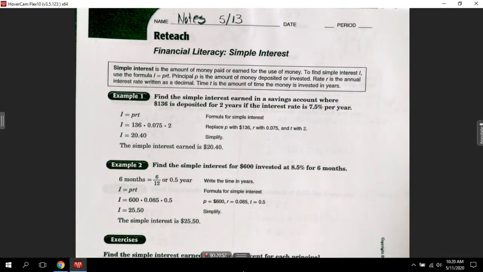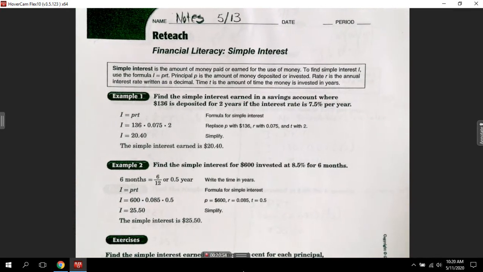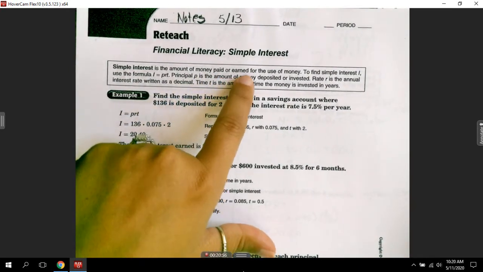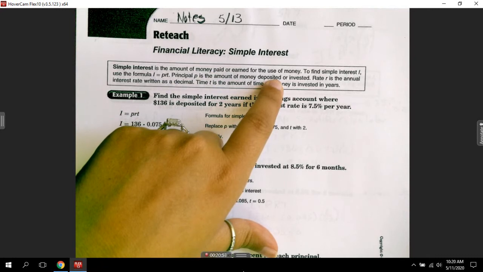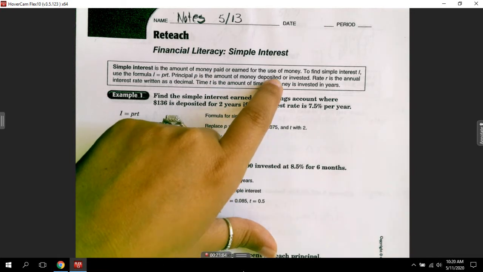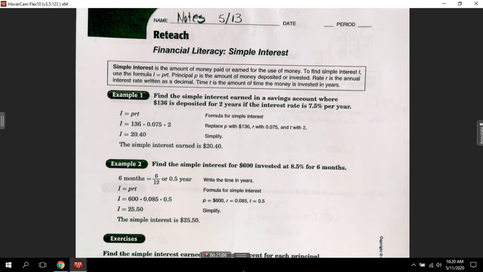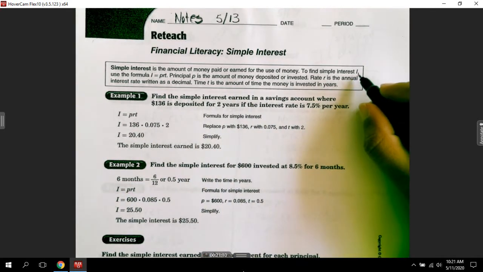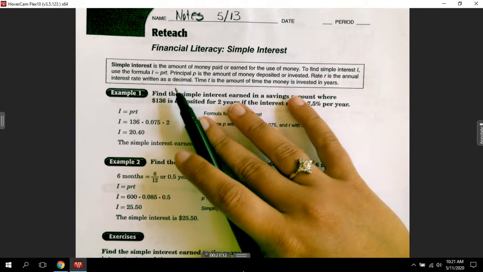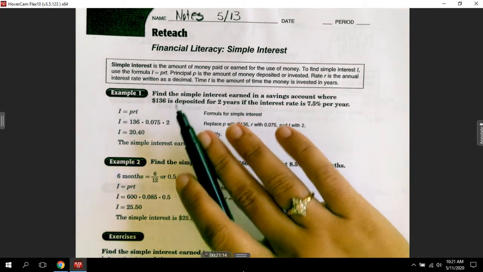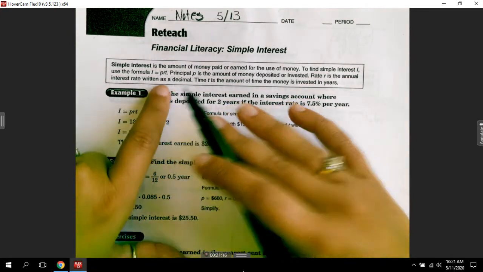So simple interest. Simple interest is the amount of money paid or earned for the use of money. So if you're borrowing money from the bank, you don't just get to borrow it for free. They're going to charge you a percentage, and that's what this is. To find the simple interest, which we're going to say is I, you use the formula I equals PRT. So here's your formula right here.